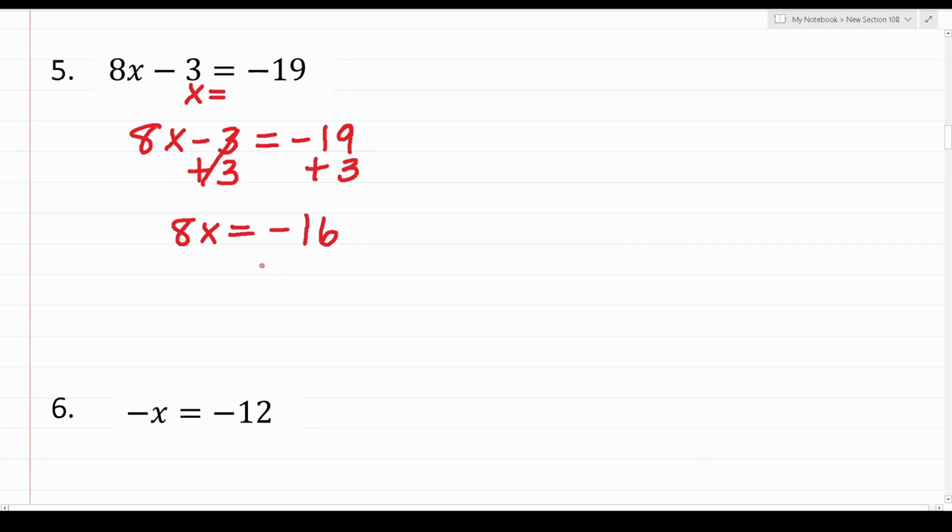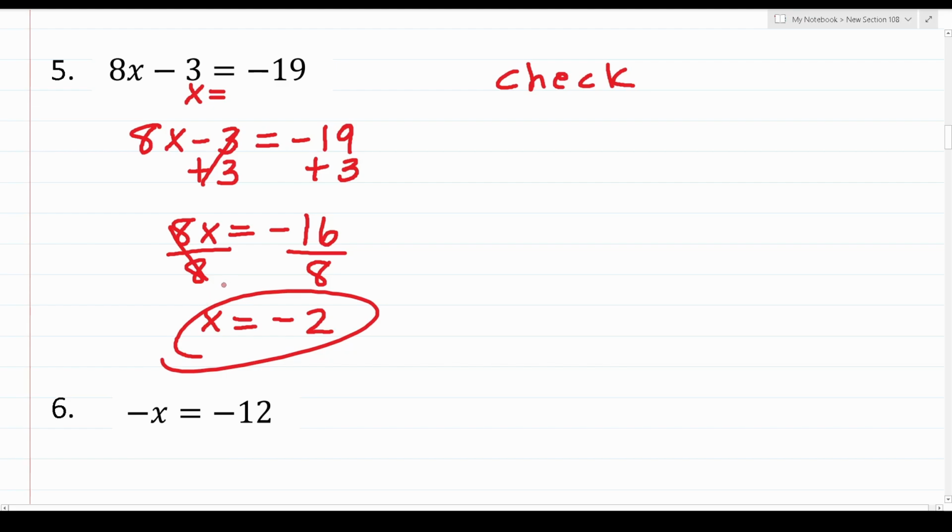And finally, to get x by itself, we can divide both sides by 8. This crosses out, leaving you with x. -16 divided by 8 is going to be -2. Again, a negative divided by a positive is negative. And of course, we're still working out some simple problems, so let's go ahead and quickly check our work. That said, if you're confident that you solved this one correctly, you don't have to do that.